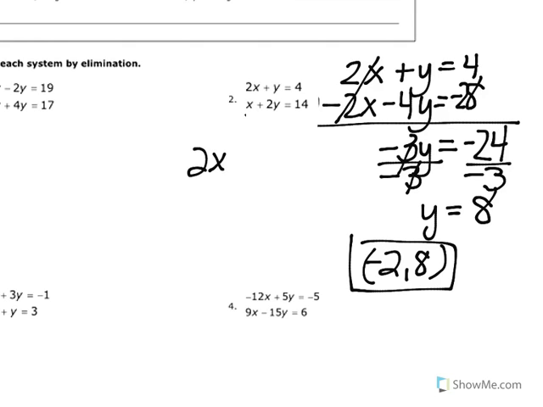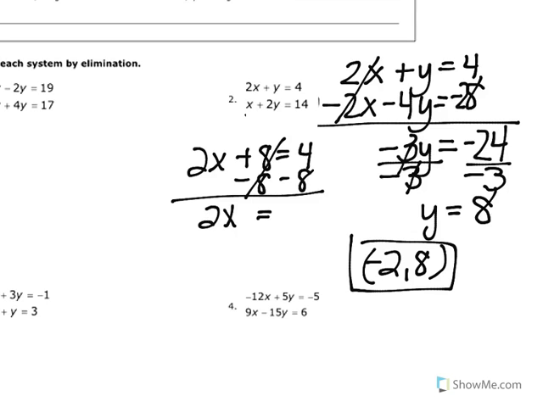So 2x plus 8 equals 4. So I'm going to subtract 8 on both sides. Cancel out. 2x equals negative 4. Divide by 2. And x equals negative 2.